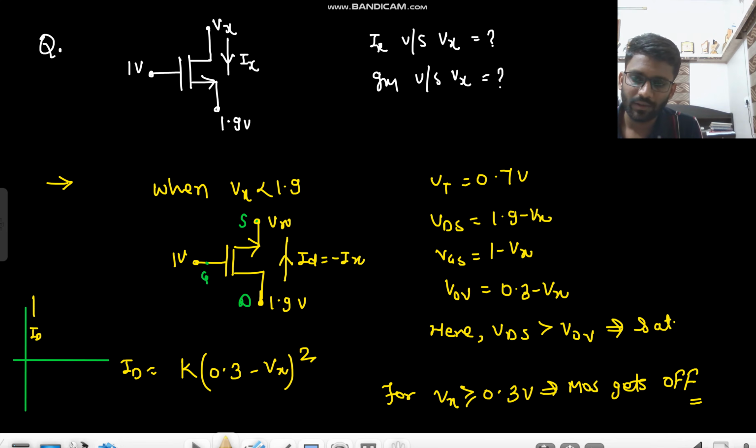ID versus Vx. ID versus Vx. So it goes something like this, right? This is 0.3. This is 0.3 volt. At 0.3 volt we will have zero current, and till 1.9 we are having zero current.